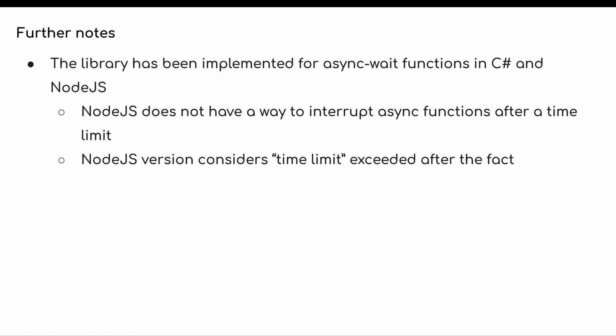So the Node.js version is a little bit different from the C sharp version, in that it can only consider that the time limit has exceeded after the fact. Once the primary takes more time than the time limit and then comes back with the result, the Node.js version checks if the time limit has been exceeded, and if so, it will throw an error saying time limit exceeded. The application can then determine if it has to consider this as a fault or not.